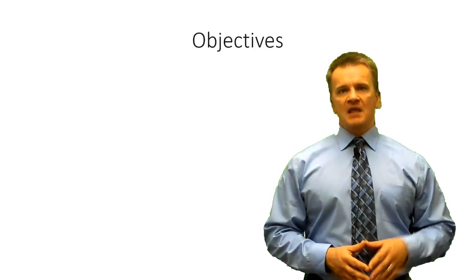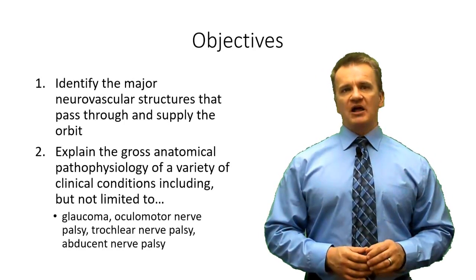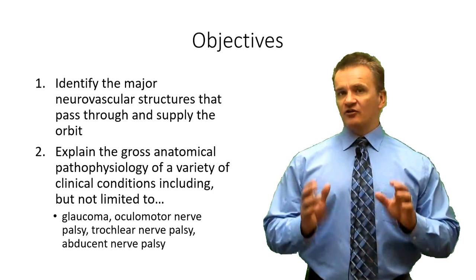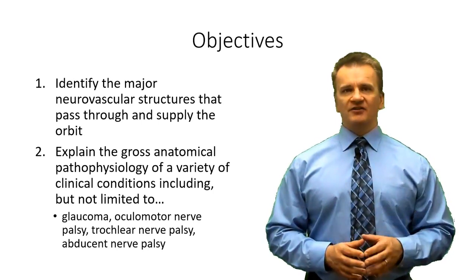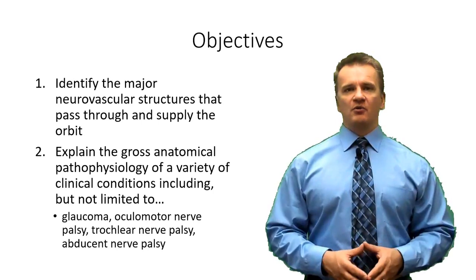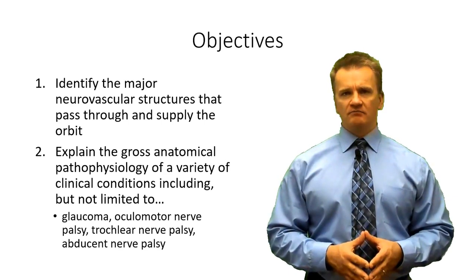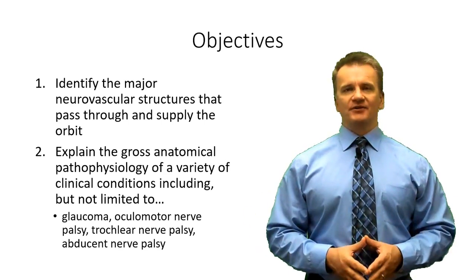Welcome back to this third and final segment in our discussion of the eye, in which we'll be looking at the neurovascular supply to the orbit and the eye. There are three motor nerves supplying the muscles of the eye, a general sensory nerve supplying the contents of the eye, as well as the superior portion of the nasal cavity and forehead, and of course, the optic nerve.